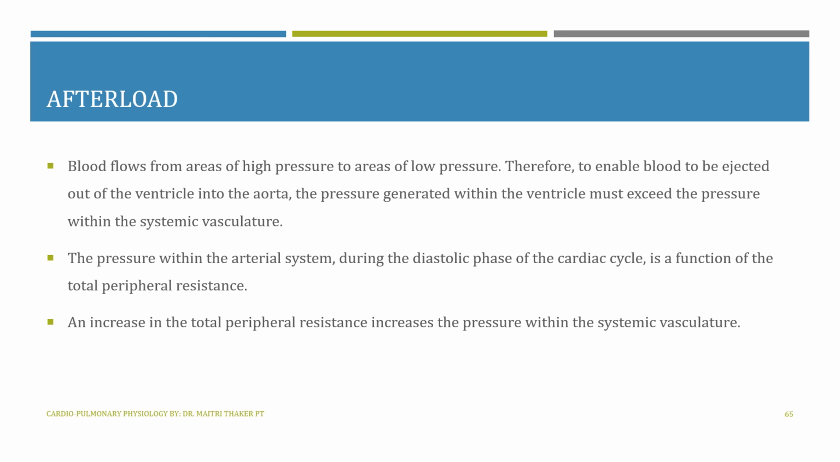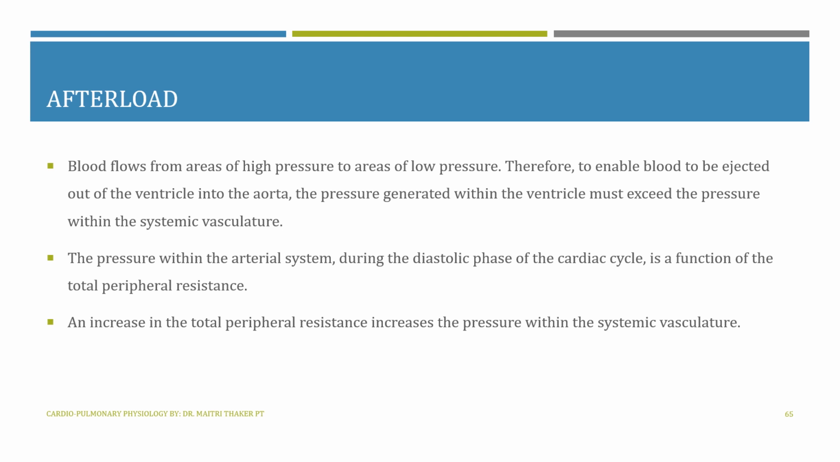Now comes afterload. What is afterload? Blood flows from areas of high pressure to areas of low pressure, the concept of diffusion. Therefore, to enable blood to be ejected out of the ventricle into the aorta, the pressure generated within the ventricle must exceed the pressure within the aorta. The pressure in the ventricle should be high compared to the aorta. Then only the blood will go from ventricle to aorta.